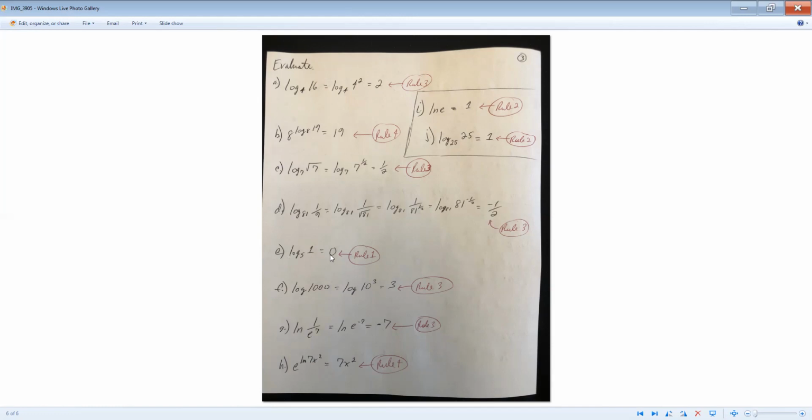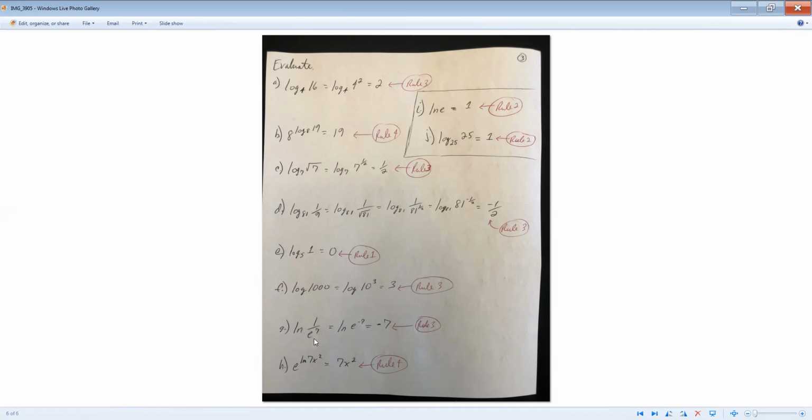Log base 5 of 1 is just 0. Any log with any base of 1 would be 0. Log of 1,000, don't forget that base is 10. So convert that 1,000 to 10 to the third power. So this log of 10 to the third power will cancel, leaving you with just 3.